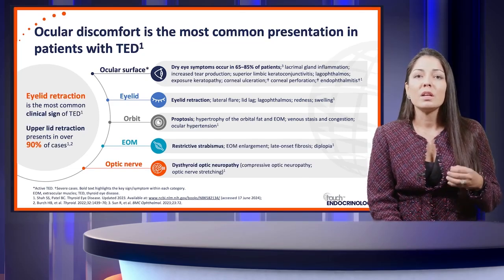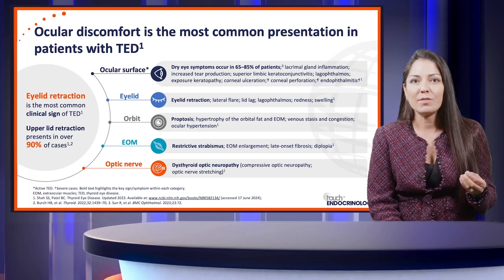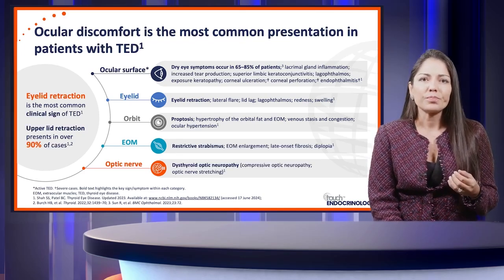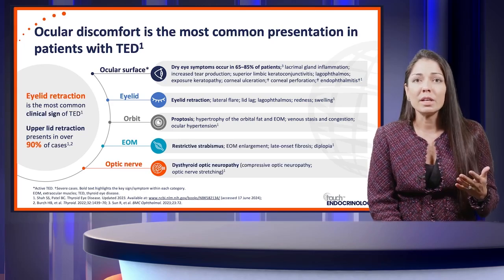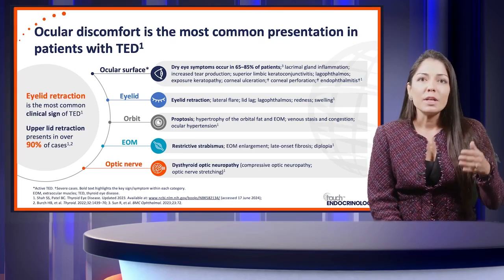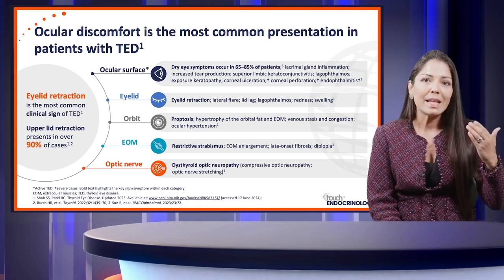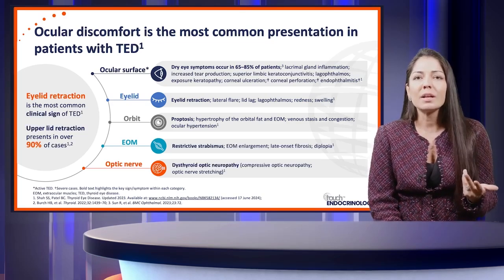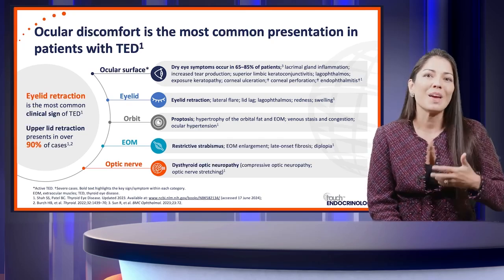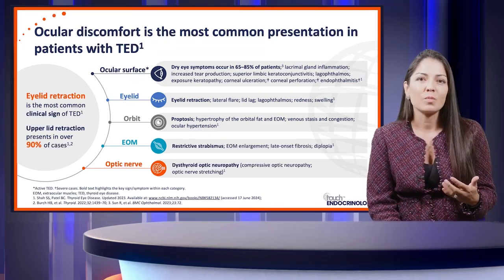Another extremely common thing that we see in our patients is eyelid retraction. This occurs in up to 90% of patients that have thyroid eye disease, and it's very aesthetically bothersome. Patients can look like they're staring. The white sclera is exposed. When they try to look down, the eyelid can lag behind, and this can impact their ability to blink or close their eyes, and then this can lead to pain of the ocular surface.